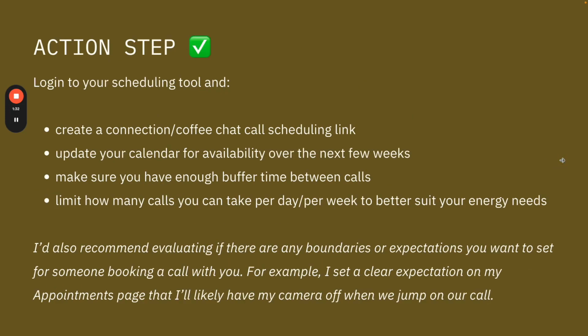So, the action step today is simple. Basically, what I want you to do is go into your scheduling tool, whatever you use. If you don't have one, I'm going to show you one in a minute that's completely free. And I want you to create a connection or coffee chat call scheduling link if you don't have one already. I want you to update your calendar for availability over the next few weeks, like see where you want to have a day off and mark that out. Maybe you're going away, so you need to mark that out of your calendar.